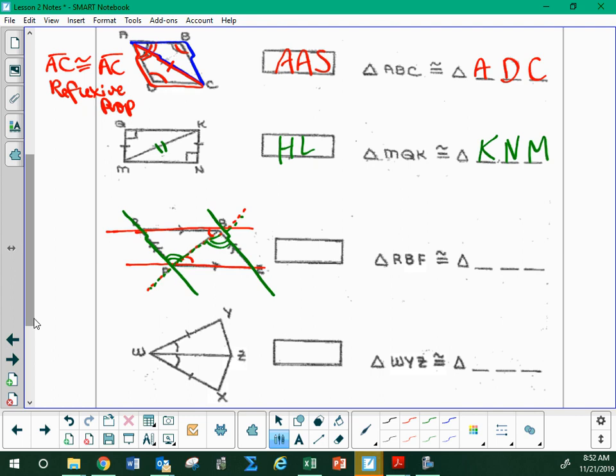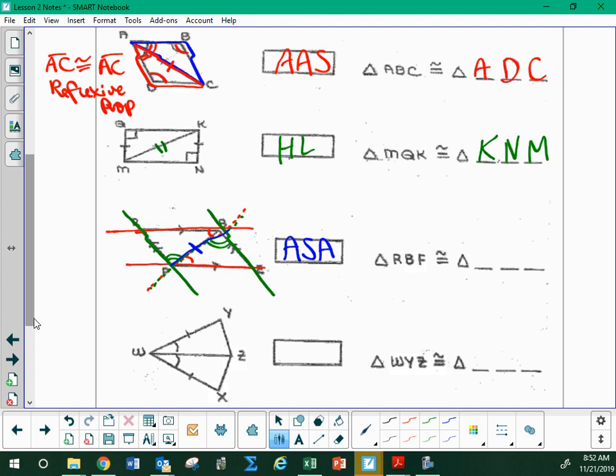So I've got two sets of angles. What else do I know? The transversal. I lost my letters there. Is that F and B? That can be. So BF is congruent to itself. So we would have angle, side, angle, angle, side, angle.